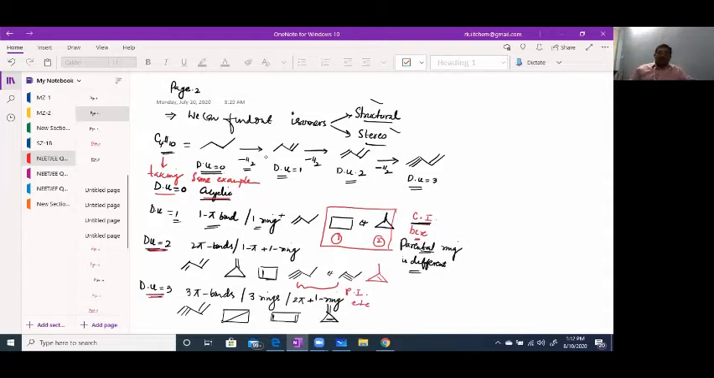Let's move to this also. Degree of unsaturation is 2. 2 pi bonds are possible, and 1 pi bond with 1 ring is possible. Whenever it's 2 pi bonds, one example is given here, and 1 pi 1 ring is given. This is the compound which we have shown. And this is also cyclobutane with 1 pi bond.